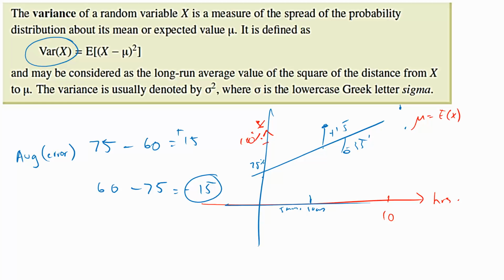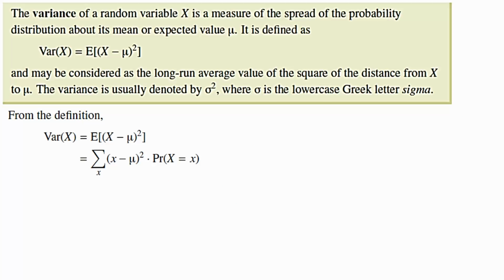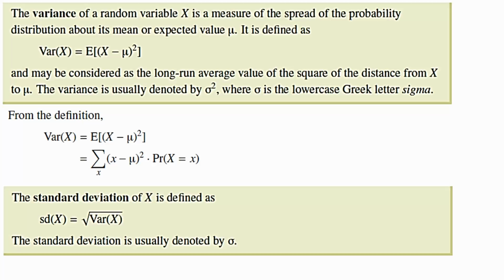So the question is, how do you deal with that? How do you eradicate the negatives? This is where the standard deviation comes in. So this is what the standard deviation is, and I'm going to show you. Standard deviation is the square root of your variance. Or you can think about it as the standard deviation squared equals the variance. So the question is, why are we squaring it?